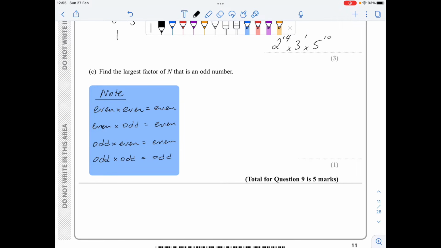So the largest factor of n that is an odd number is the product of 3 and the 5 to the 10, that is, include all the odd prime factors, and this will give 29,296,875.